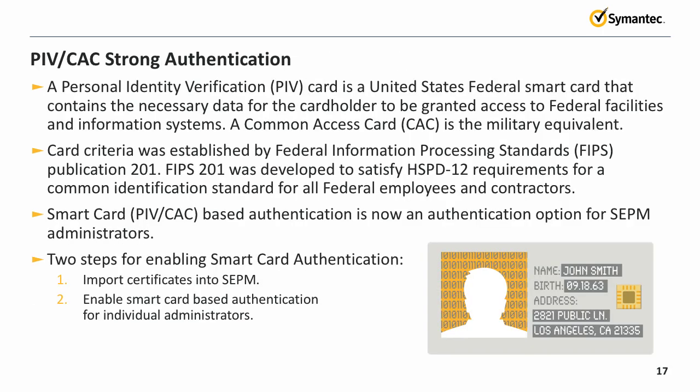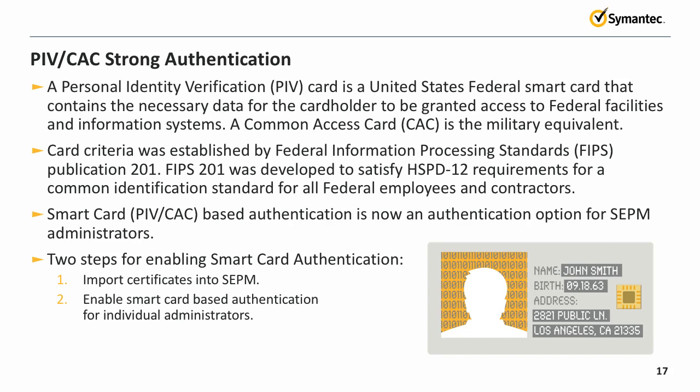A Personal Identity Verification, or PIV card, is a United States federal smart card that contains the necessary data for the cardholder to be granted access to federal facilities and information systems. A Common Access Card, or CAC card, is the military equivalent. PIV card criteria was established by Federal Information Processing Standards, or FIPS, Publication 201. FIPS 201 was developed to satisfy Homeland Security Presidential Directive 12, also known as HSPD-12, requirements for a common identification standard for all federal employees and contractors.